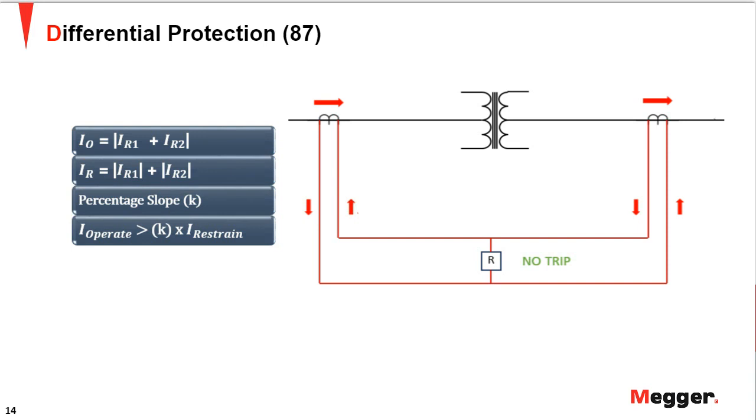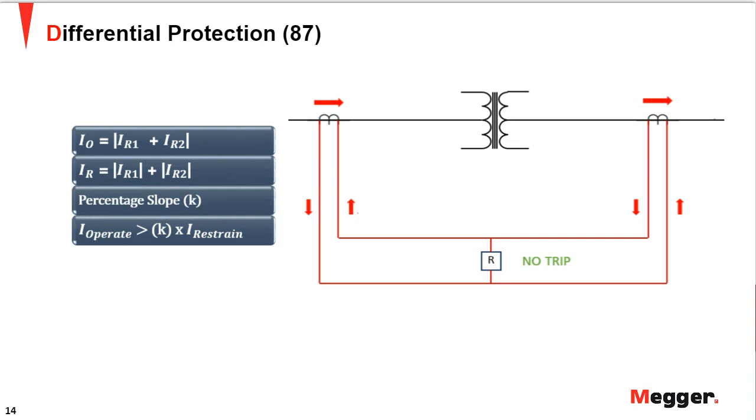So it calculates these currents, and when I operate is greater than I restrain by a factor of k, that is when it detects there is a difference of currents. Right, because differential protection works on KCL: current flowing in must be equal to current flowing out. So in percentage restraint, it uses a percentage factor of k. Operate must be greater than restrain by a factor of k to detect a differential condition to trip.